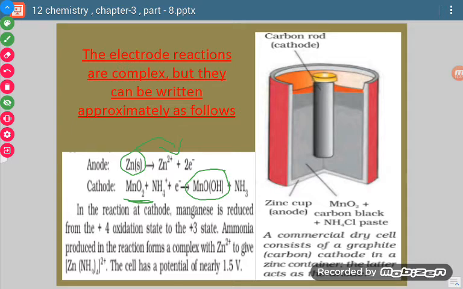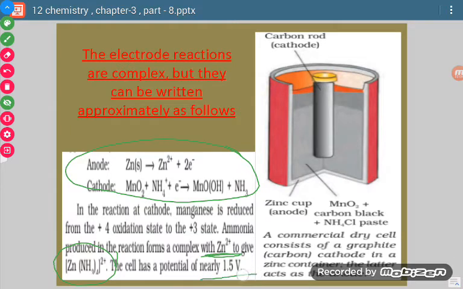Okay, so this is the reaction. These are the reactions occurring at different electrodes. When we sum up, then we will get the overall cell reaction. Now this ammonia which is being produced combines with Zn2+ ion and there is formation of this complex. Okay, now this is the potential which we get out of this cell.